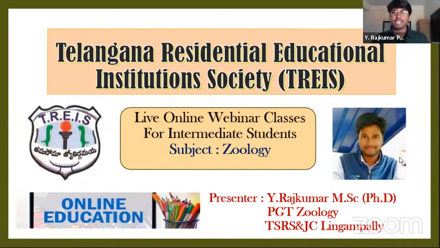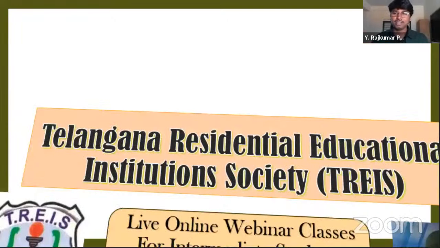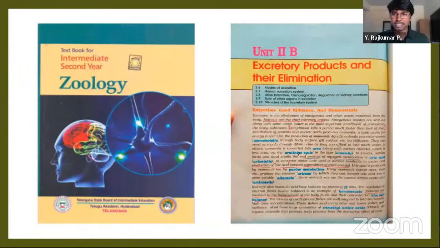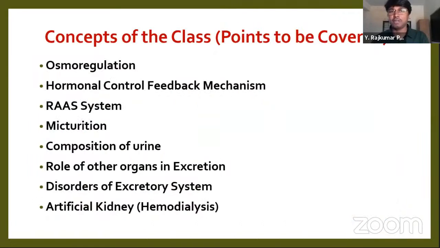What we studied in the last class: we started the unit Excretory Products and Their Elimination, which is Unit 2B from your second year zoology. We have completed part 1 and part 2. In part 1 we studied the excretory system, and in part 2 we completed formation of urine. And in this class we are going to study the following concepts which are written on the slide.